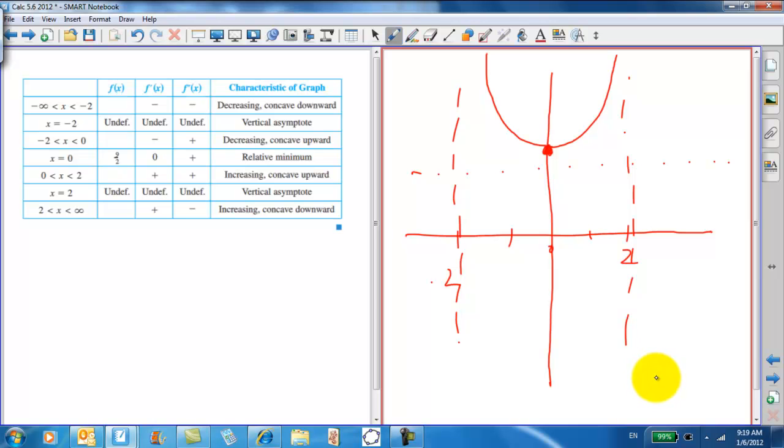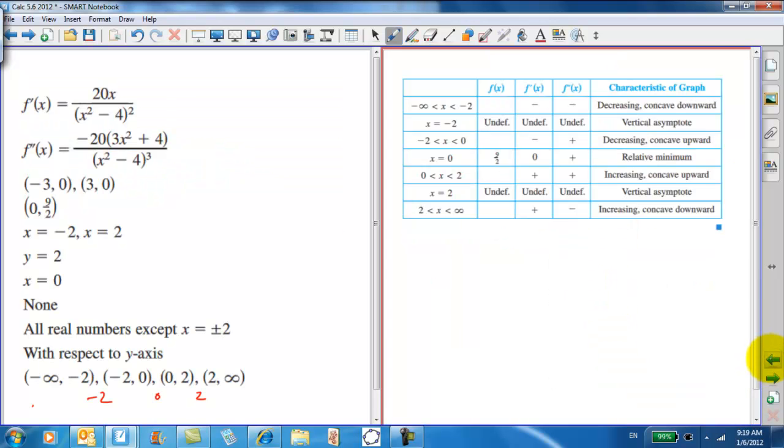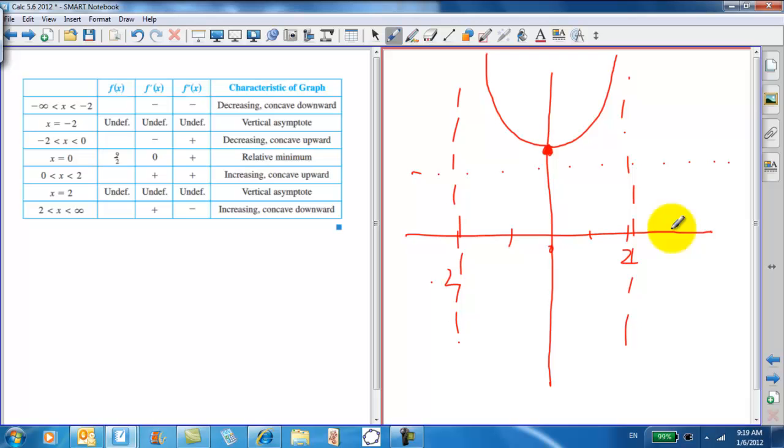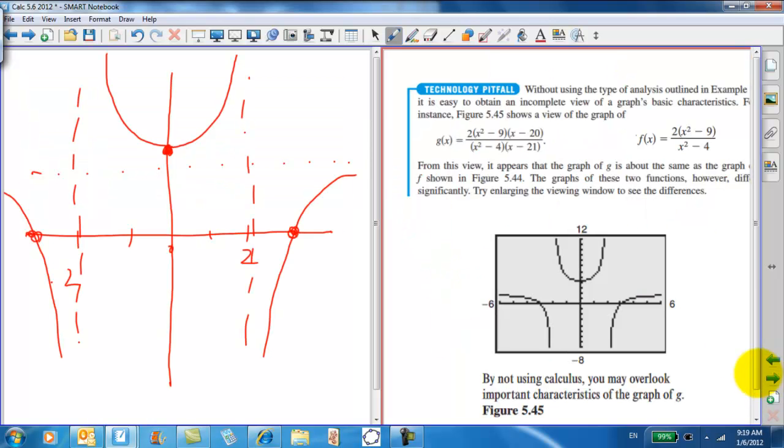And we also have intercepts. Let's get our intercepts on there. I think they're at 3, right? Yeah, (-3, 0) and (3, 0). And there we go. And that's what bears out on the sketch, on the calculator.